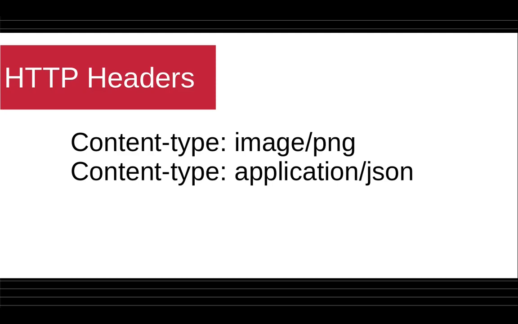So in these two examples on my screen, Content-Type is the name of the header and its value is image/png or application/json, depending on the type of request you are trying to make. There are no line breaks between the header name and value.